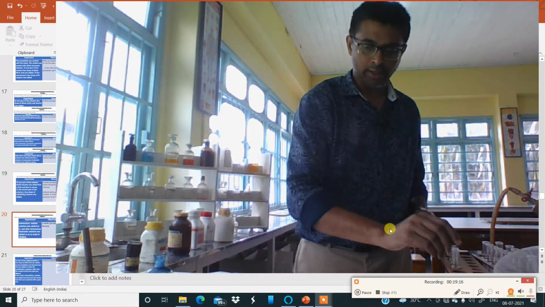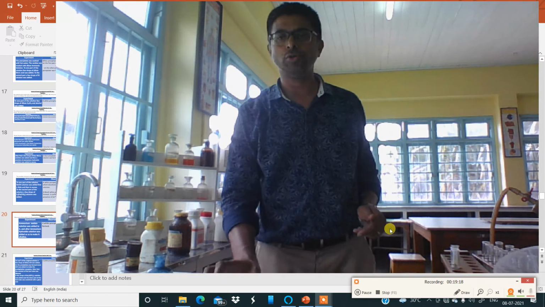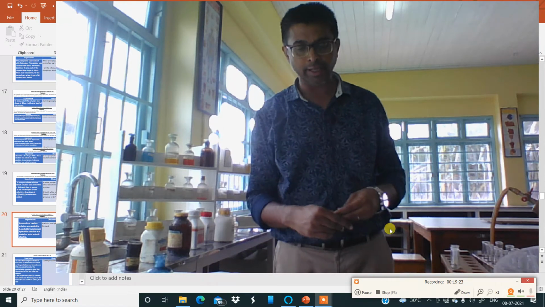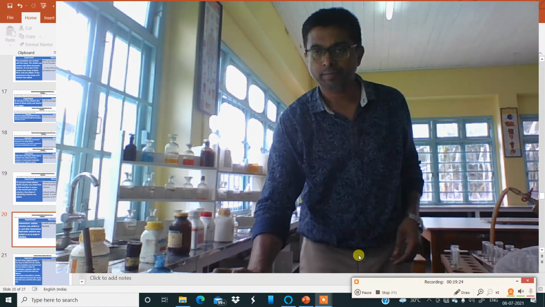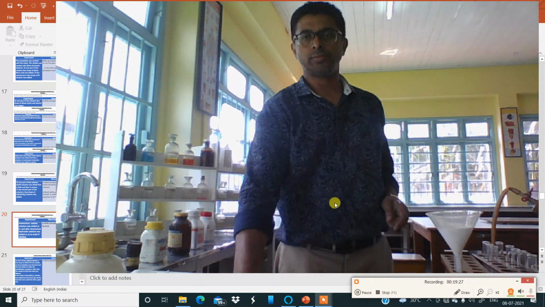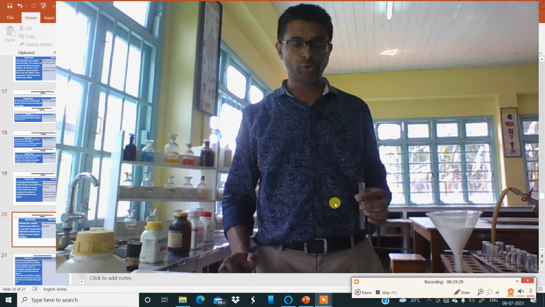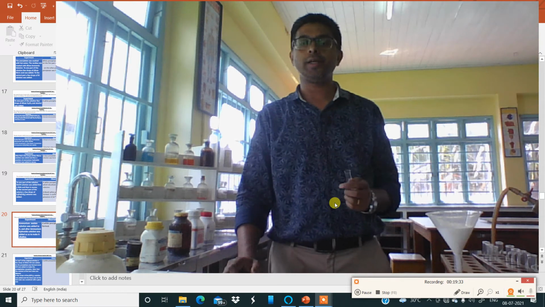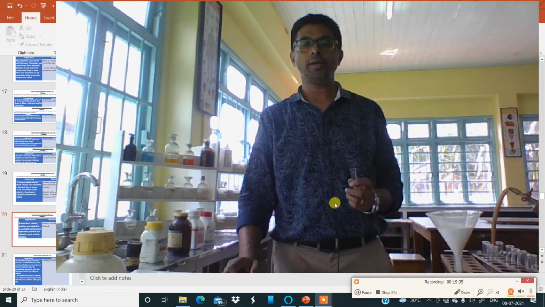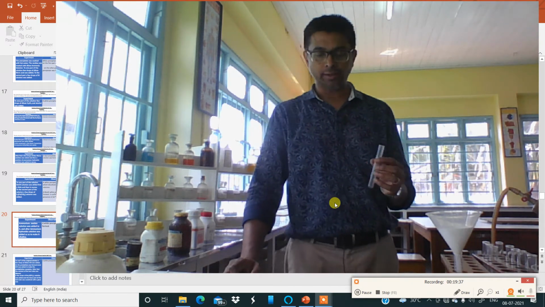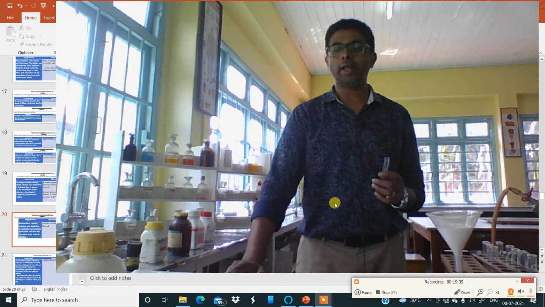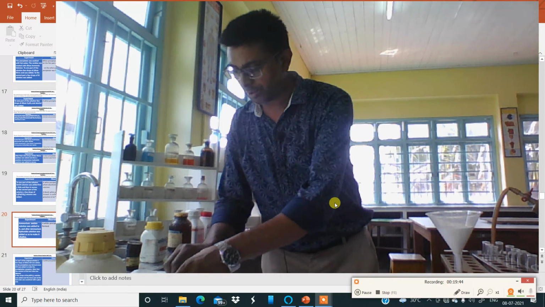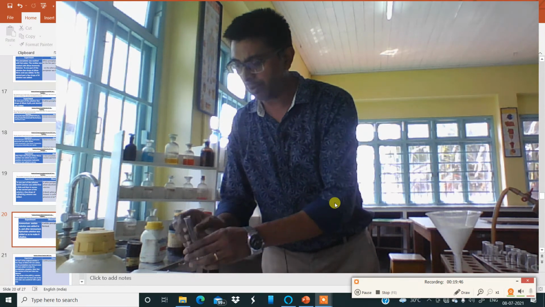Now after this, I will show you the identification of calcium ion, which is present in group 5 of the group analysis chart. For the identification of calcium ion, I am taking a little bit of calcium sample.